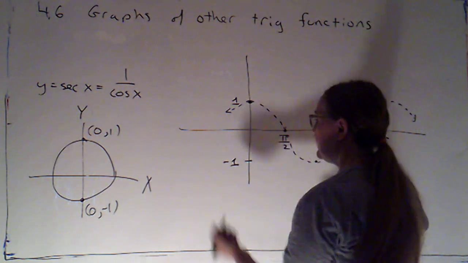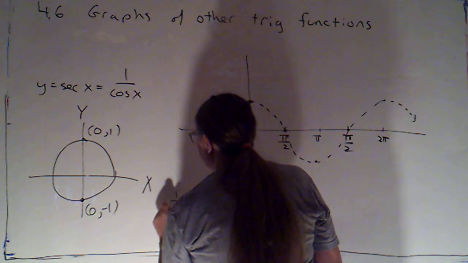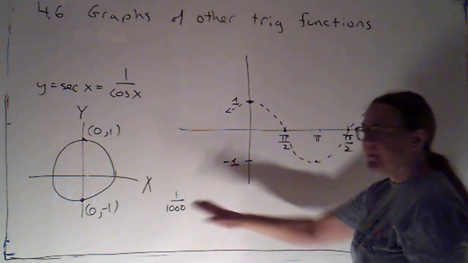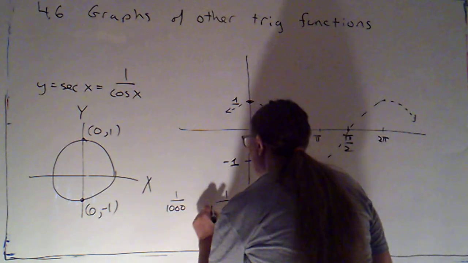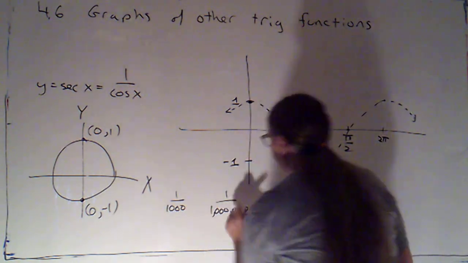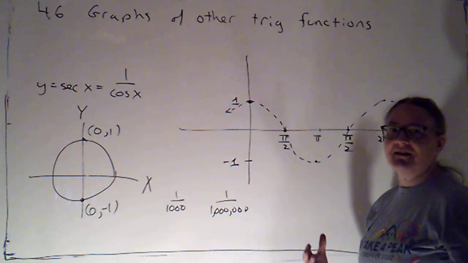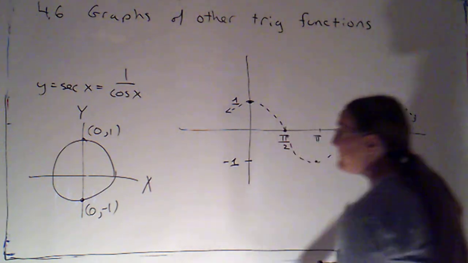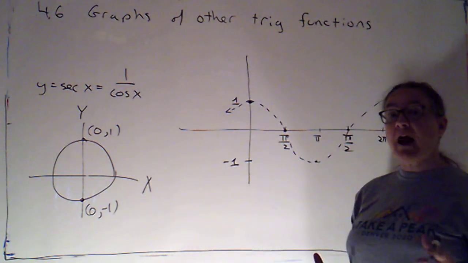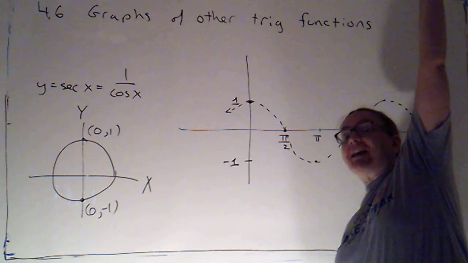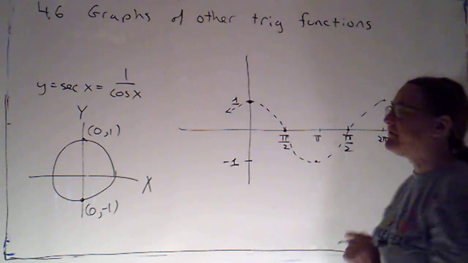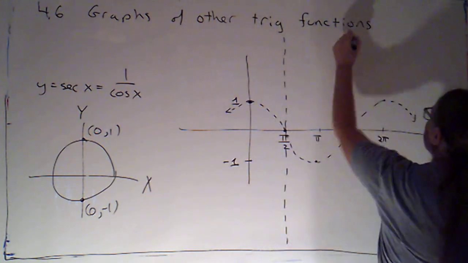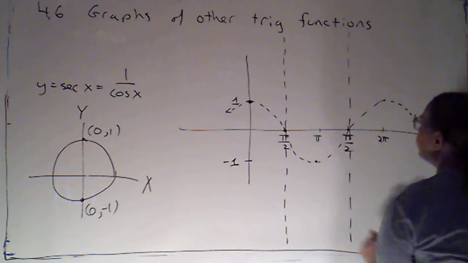If you think about it, if I take 1/1000, I think of that as relatively small. The reciprocal of that would be 1,000. If I take 1/1,000,000th, the reciprocal of that would be 1,000,000. When I take the reciprocal of something small, I get something big. How do we indicate graphically when our y values are getting really, really big? We're going to have a vertical asymptote. So wherever cosine is 0, secant is going to have a vertical asymptote.